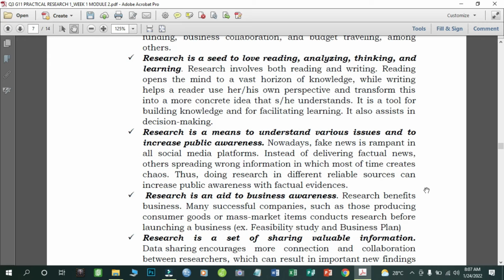Next, research is a means to understand various issues and to increase public awareness. As I said earlier, to increase your knowledge about a certain topic, you need to conduct research. It will also increase your awareness, especially now that we have our upcoming 2022 elections. You're going to know the background of the candidates for presidency, vice president, etc. So you must do research.